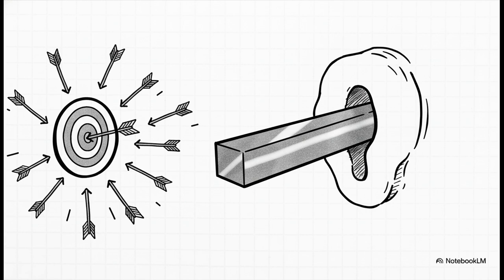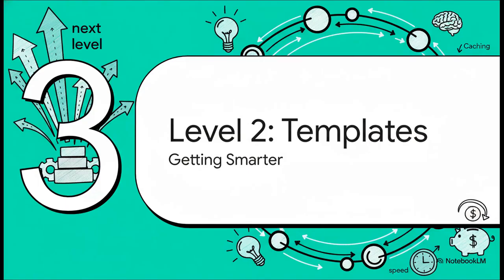I mean, human language is messy, right? We use different words, different phrasing, different punctuation, all to ask for the exact same thing. And exact match caching, it just can't keep up. We need something a lot smarter. So let's level up. We're moving on to our next level of sophistication, template caching.